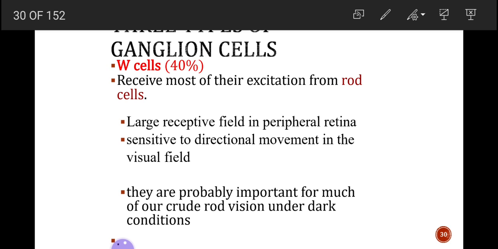They have a large receptive field in the peripheral retina, and they are sensitive to directional movement in the visual field. They are important for much of our crude rod vision under dark conditions.